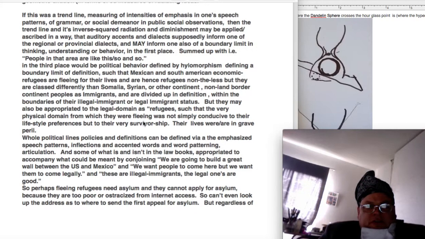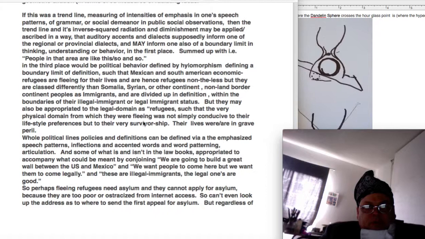If this was a trend line measuring intensities of emphasis in one's speech patterns, of grammar or social demeanor in public social observations, then the trend line and its inverse squared radiation and diminishment may be ascribed in a way that auditory accents and dialects supposedly inform one of the regional or provincial dialects and may inform one also of a boundary limit in thinking, understanding, or behavior in the first place, summed up with, i.e., people in that area are like this so-and-so.